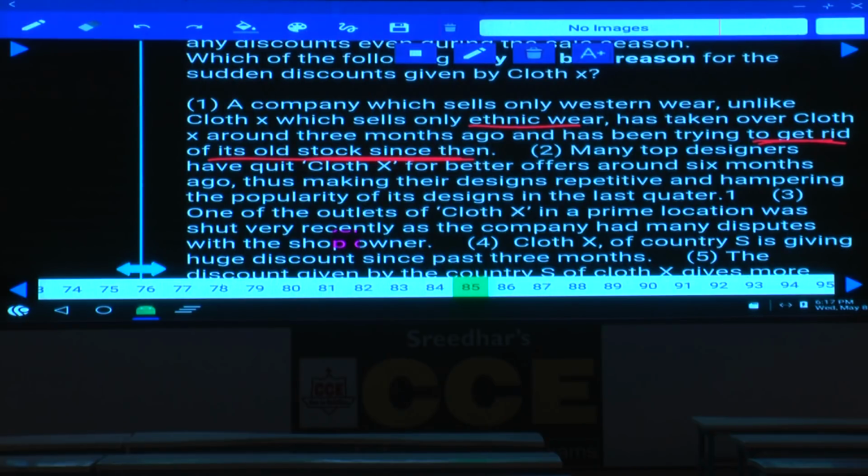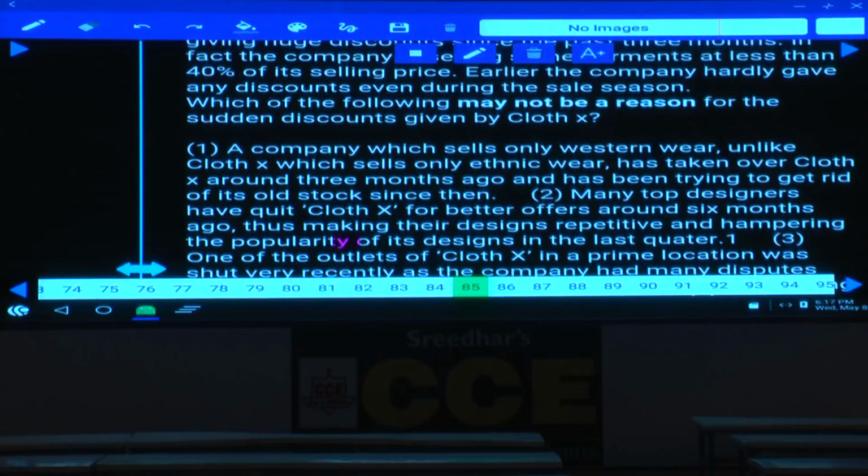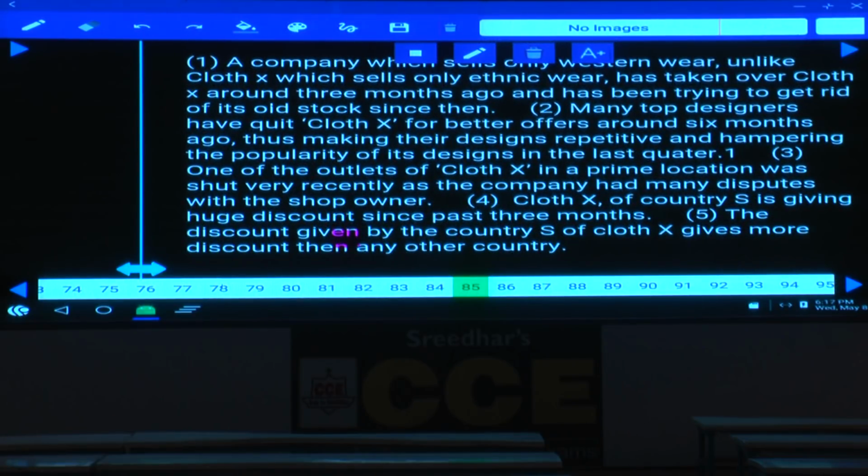అవునా కదా? పాత సరుకు అంతా ఏదైతే ఉందో అదంతా అమ్మేయాలని వీళ్ళు ట్రై చేస్తున్నారు. Hence they are giving the discounts. Hence one is the reason. Now the question is about may not be the reason. Hence one cannot be your answer.